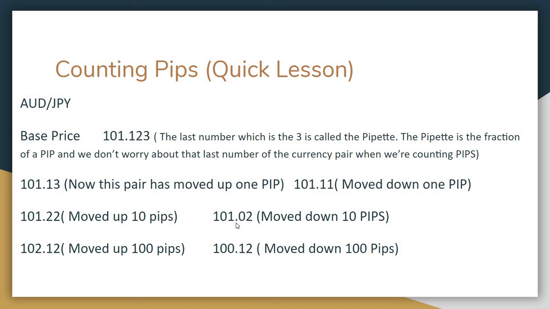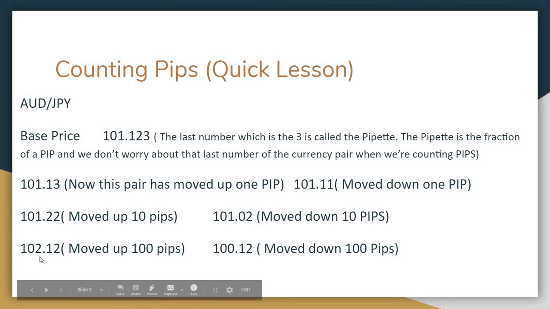Now if you want to count by hundreds, again, this number 1 right here is our hundreds place. All we have to do in order to count 100 pips is add 100 to this 112.